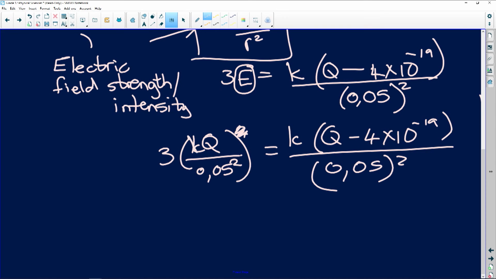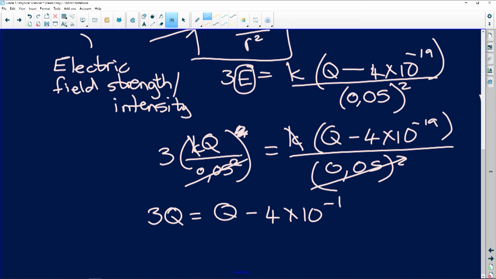Now this looks a little bit complicated, but it's actually not too difficult. So remember, we're going to apply a few basic maths principles. So we're going to look to what is common on the left and the right and try and cancel them out. So if I have a look at the left hand side, I see yes K, so that K can cancel with that one, and I'm dividing by 0,05 squared, so that can cancel out with that. So now it simplifies it quite nicely. So I've got 3Q equal to Q minus 4 times 10 to the minus 19. So that is a whole lot simpler.